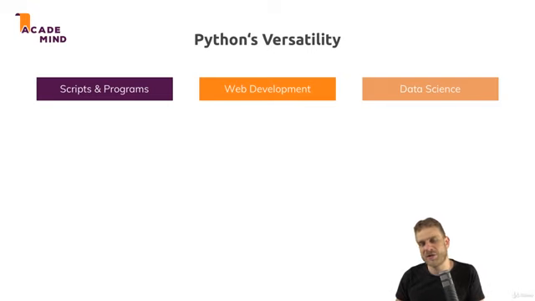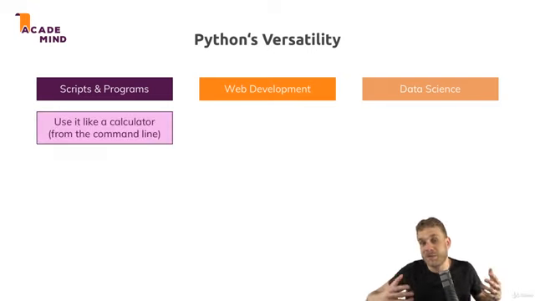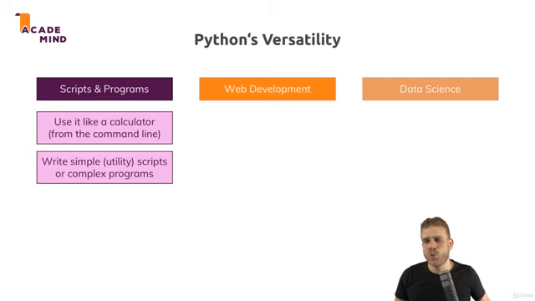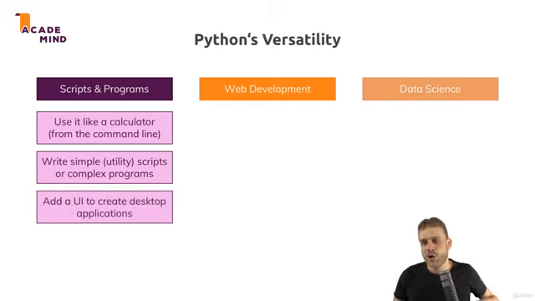Now, what do these pillars mean in detail though? Well, we can build scripts and programs, for example, build a simple calculator, which we execute from our system built-in command line. We can write simple utility scripts like cleanup scripts or scripts that save some data to files. Of course, we can also build complex programs. We can add a UI to build real desktop applications. This is also something which is relatively easy to do thanks to Python's rich ecosystem.